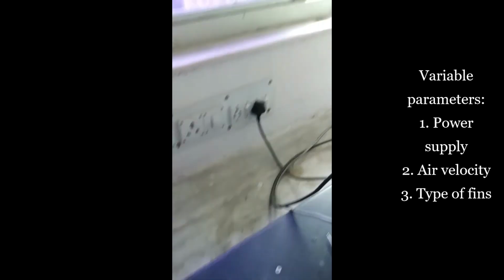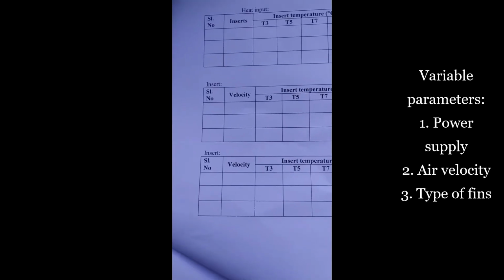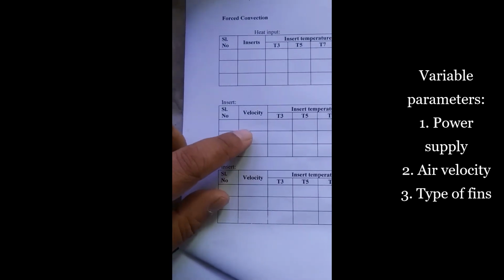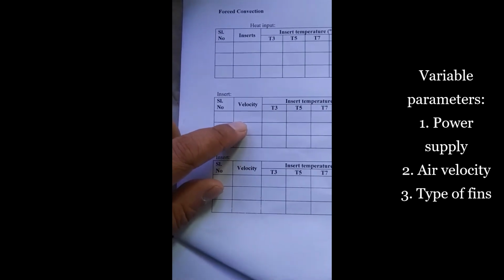Now regarding the experiments that you have to do, we will be giving you this sort of a table. So you have to perform your experiments both for free convection as well as forced convection. So in these experiments, in some cases you have to vary the inserts. Inserts means the different types of plates that you will be using, like flat plate with cylindrical fins, flat plate with rectangular fins, or a simple flat plate. And in other experiments you have to vary the velocity of the air. So for that case you have to use the regulating switch of the fan to vary the velocity.